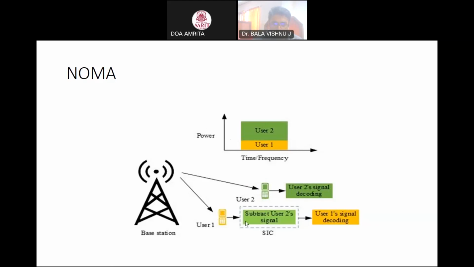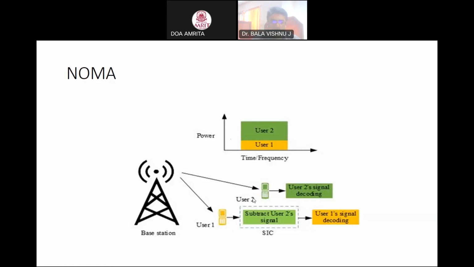At the receiver of user 1, it receives both the user 1 and user 2 information, and by using successive interference cancellation techniques, it subtracts user 2's signal and retrieves user 1's signal from the received signal. So that is done by using successive interference cancellation.